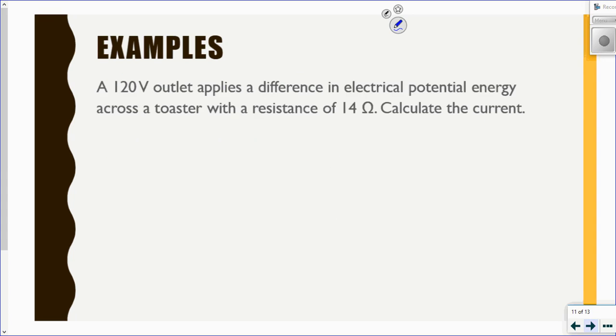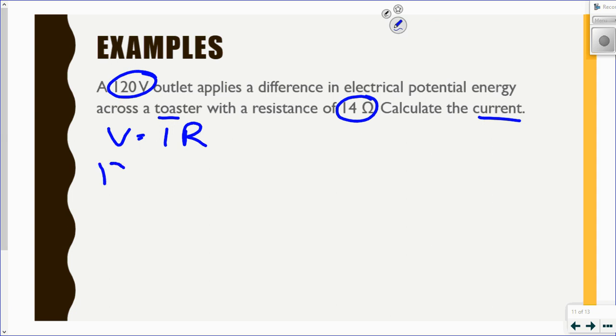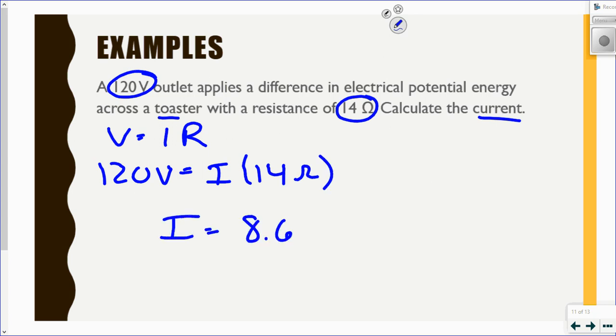Let's take a look at a second problem. You've got a 120 volt outlet, and it applies a difference in electric potential energy across a toaster with resistance of 14 ohms. Let's calculate the current. So we know that V equals IR. I know I have 120 volts. I'm looking for the current, and the resistance is 14 ohms. That leaves us with a very nice 8.6 amp current.